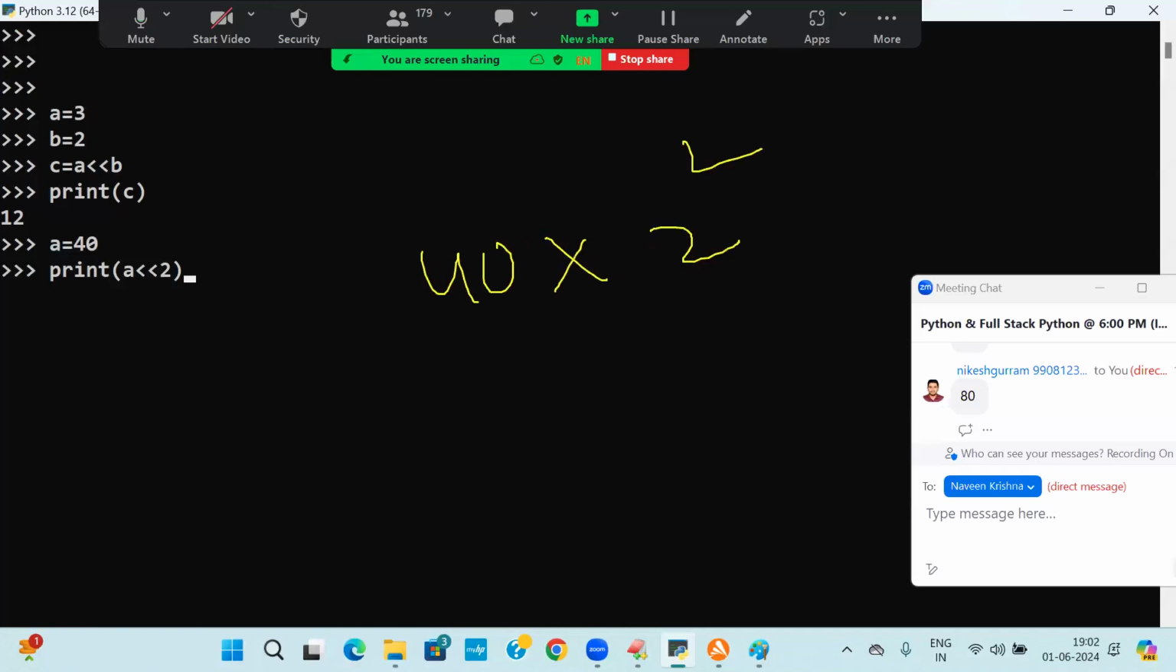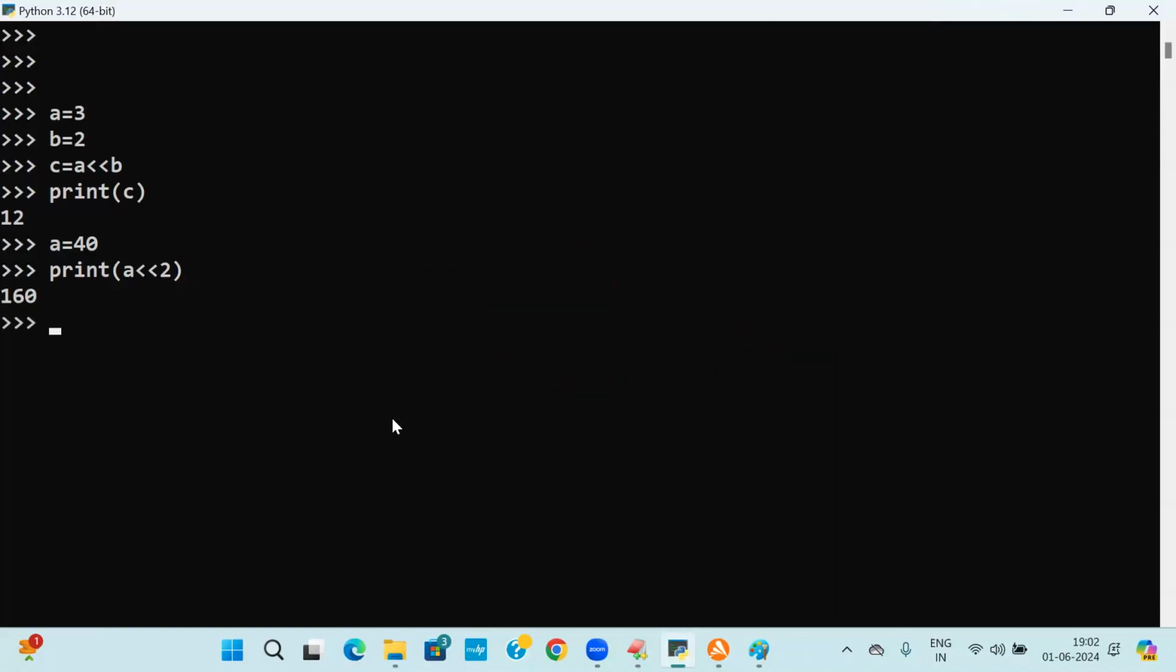40 into what? 2 square. 40 into 4, 160. 160 is the answer. Simply, I will ask 8 double less than 2. 8 into 2 square. 32.